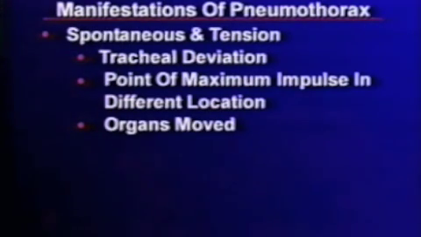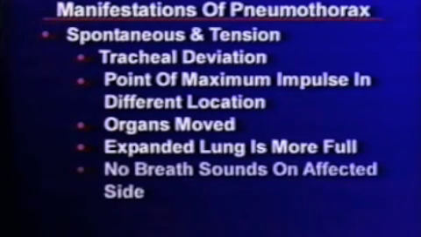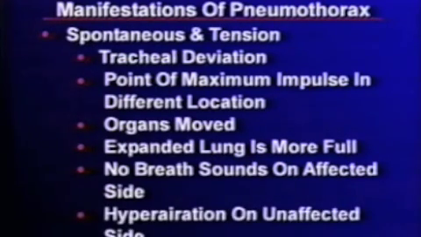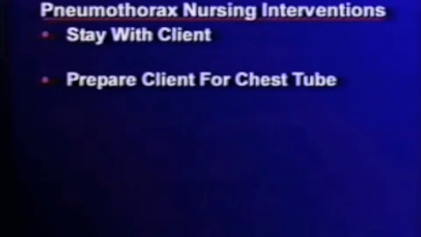And you're going to, again, see that the lung that is expanded is fuller, and you'll hear no respiratory effort, no breath sounds on the affected side, and an increase or hyperaeration on the unaffected side. So the tracheal deviation and, of course, cyanosis are what we would look for. Now, these individuals are, again, frightened. You're going to stay with them, just as we talked about, and you're going to prepare them for a chest tube. That is the only intervention that is going to help this client to recover from this pneumothorax.